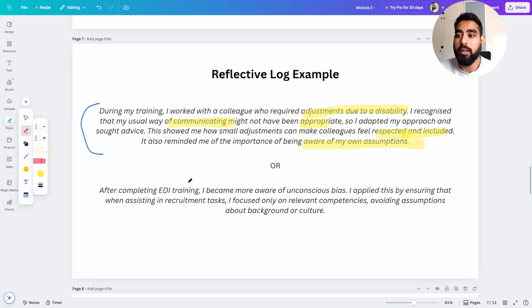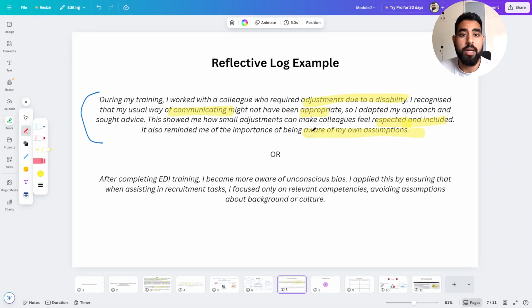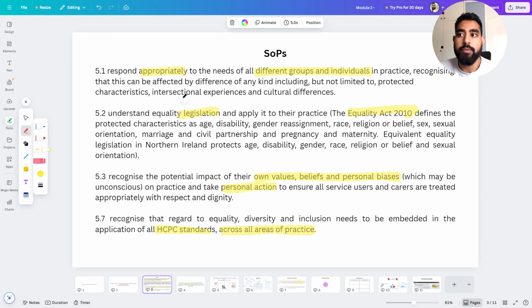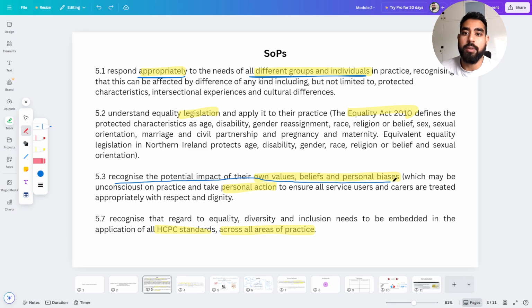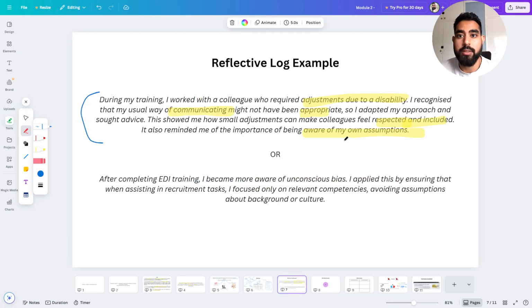So with this paragraph, we've kind of hit a few points here. So I'm going to highlight: respond appropriately to the needs of different groups of individuals, and also 5.3, recognizing the potential impact of their own values, beliefs, and personal biases. So we look at our example: the importance of being aware of my own assumptions.